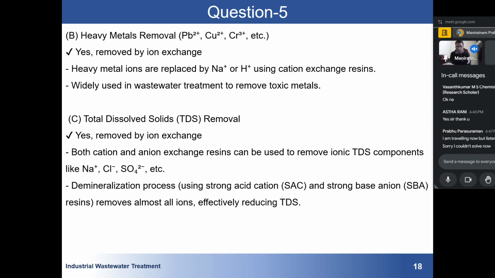Yes, both cation and anion exchange resins can be used to remove ionic components like sodium, chloride, sulfate, etc. Demineralization using a strong acid and strong base removes almost all the ions effectively. Obviously, if all the ions are removed, then TDS will get reduced. Okay.